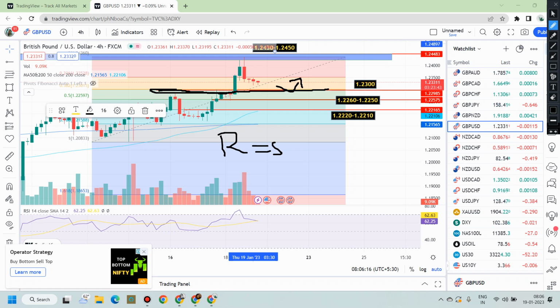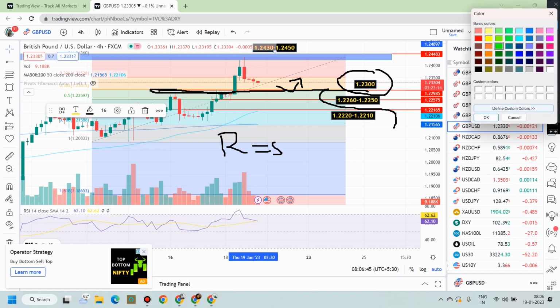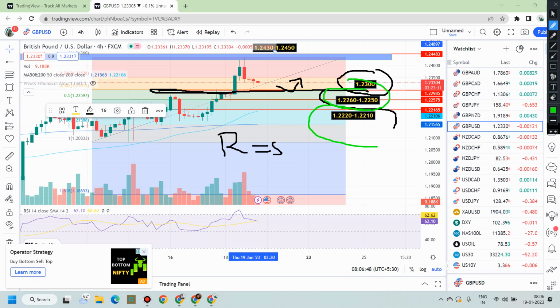But in my previous videos also, I have already mentioned that especially in case of GBPUSD, the Fibonacci 50% retracement level and Fibonacci 61.8 play a very important, very special role. So if 1.2300 or 1.2295 fails to provide support to the market, then please observe the market around 1.2260 to 1.2250, and then 1.2220, 1.2210. 1.2260, 1.2250 is the Fibonacci 50% retracement level.